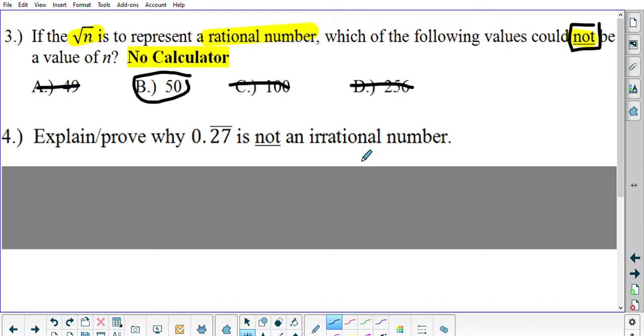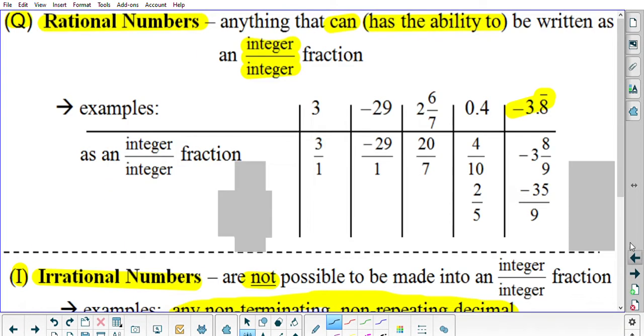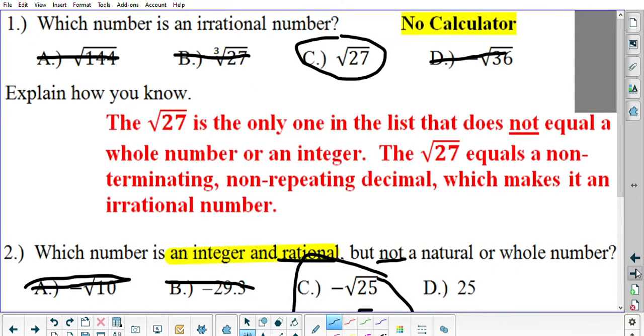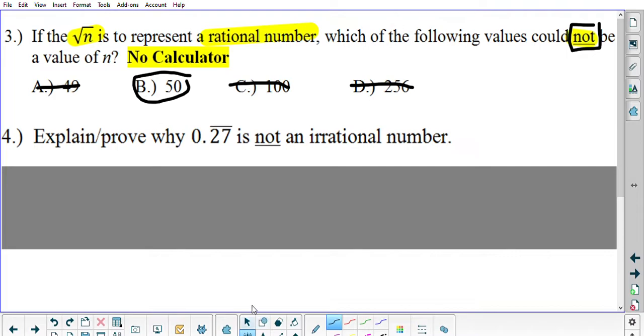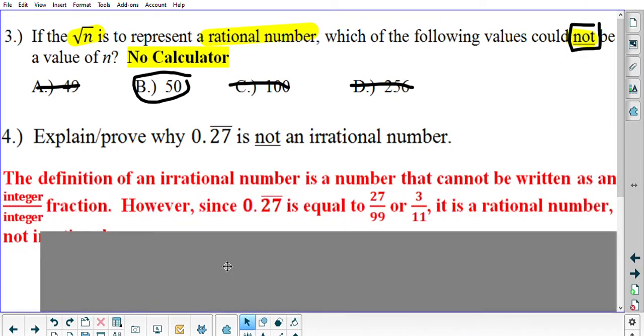Problem number 4, explain or prove why 0.27 repeating is not an irrational number. Well, if it's not irrational, then it is rational. How can I prove that a repeating decimal is rational? Well, the way you prove it is you use the definition. A rational number is anything that can be written as an integer over integer fraction. Why don't you show how you can write the repeating decimal as an integer over integer fraction? That's all you have to do to prove number 4.